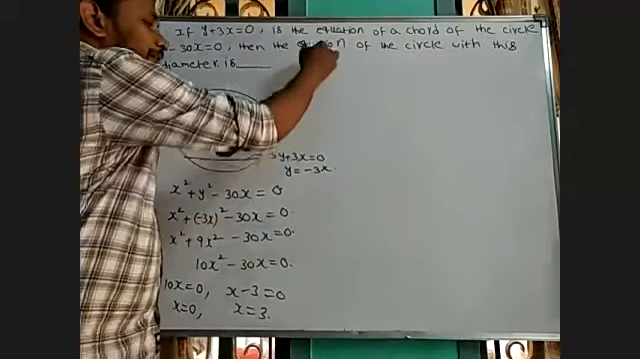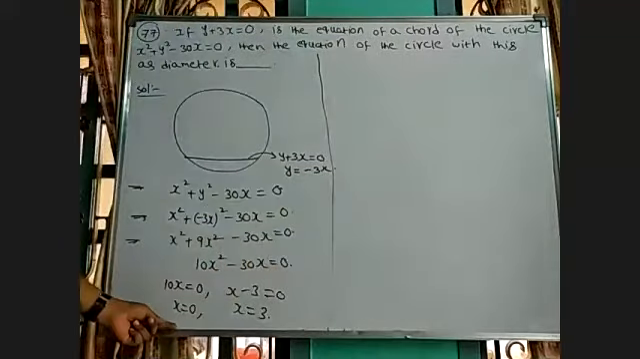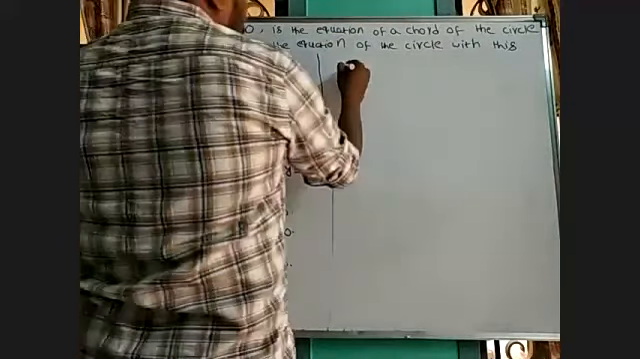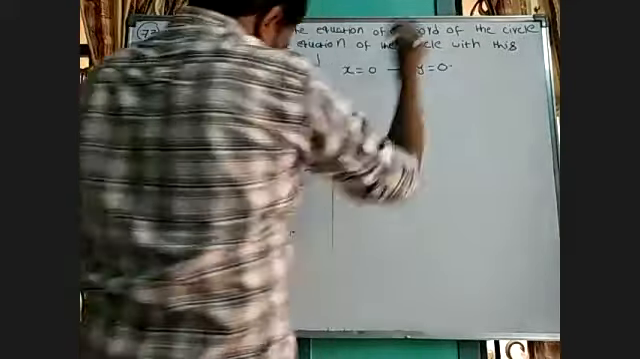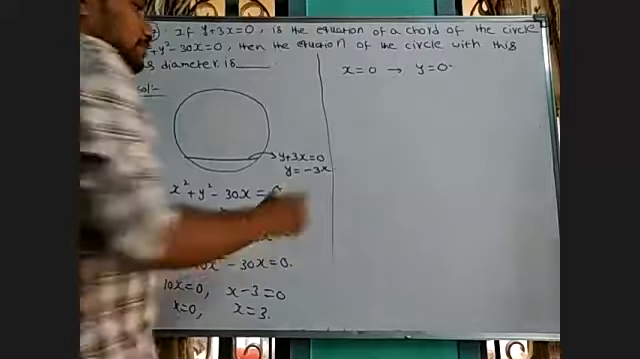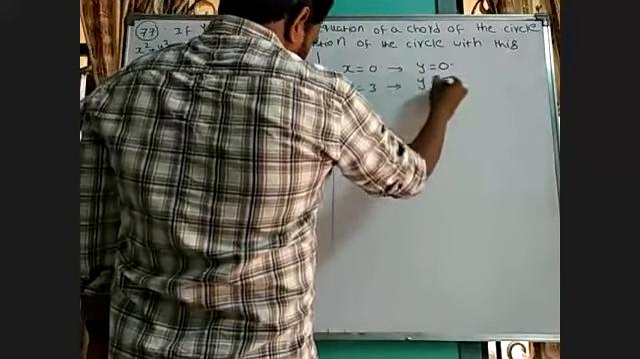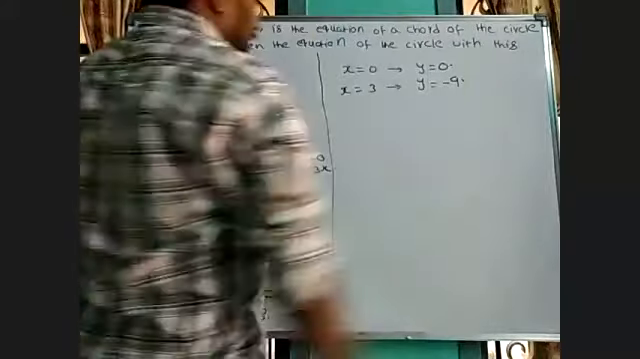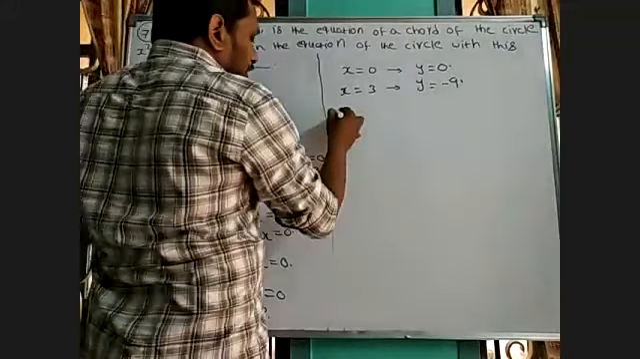Okay. Next, see there. Y value is minus 3x. If you check, x is equals to 0, y value is what? y equals to 0. Okay. If you take x is equals to 3, y is equals to what we get? Minus 9.